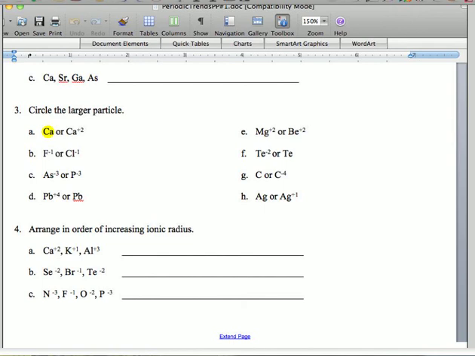If you're looking at, say, F over here, we have tellurium and tellurium minus 2. If you're minus 2, that means you gained electrons. So that would mean you would be bigger, you gained weight. So for F, you would actually circle these guys.